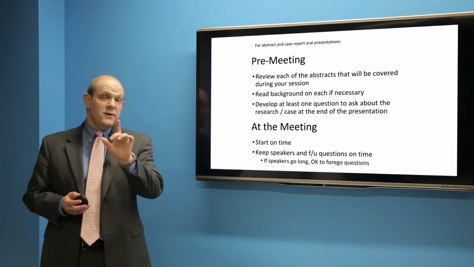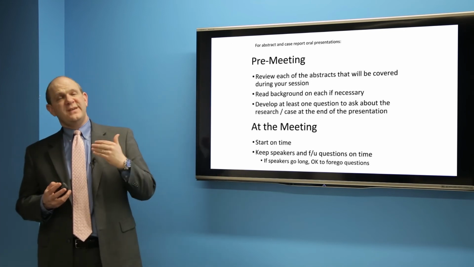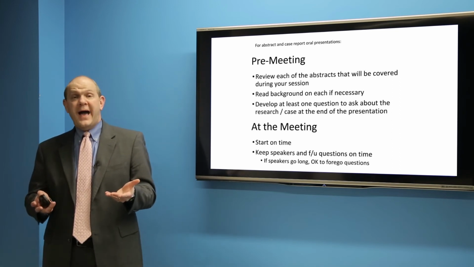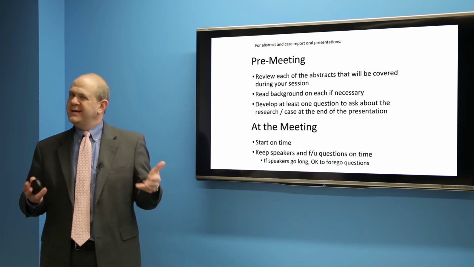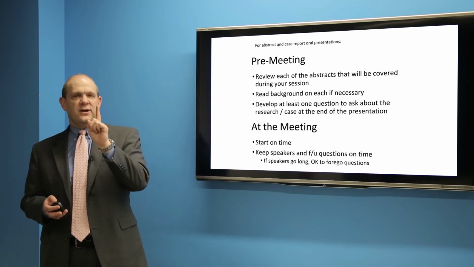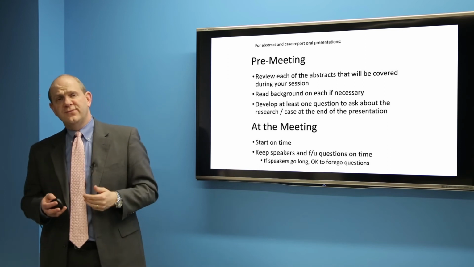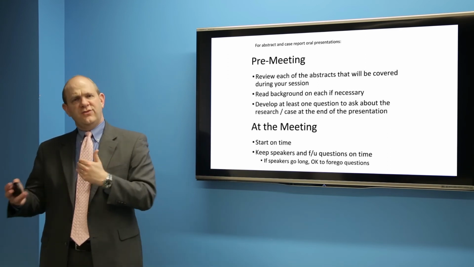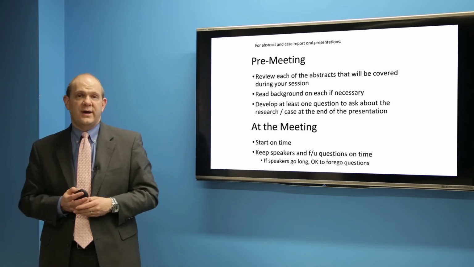For abstract and case report oral presentations, there is some similar work you have to do before you get to the meeting. First thing I recommend is taking a good read of each of the specific presentations that's going to occur during your session. If you need to do some background reading to make sure you have a good understanding of the topic, please spend a little time doing it. You'll be a much better moderator. In addition, try to develop at least one question for each of these oral presentations that's going to occur. That way you can jump in with a question in case your audience is a little slow to do so or doesn't have any questions they want to ask.